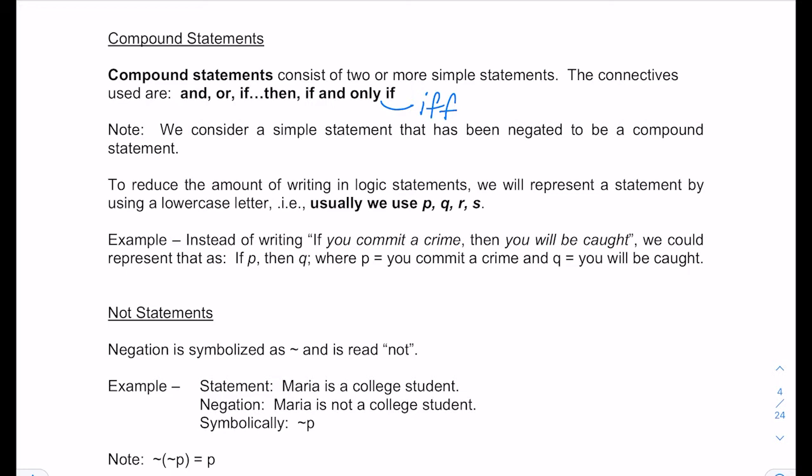So what I mean by that is instead of writing, if you commit a crime, then you will be caught. Okay, that's a compound statement because it uses if, then. We could represent that as P could be you commit a crime, and Q could represent you will be caught. So we can look at this as if P, then Q. And in mathematics, we have a way of writing that. So we would put P, and then an arrow pointing to the right, Q. And that's read if P, then Q.